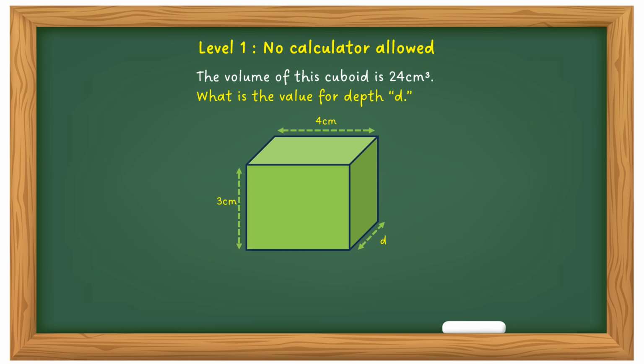Now let's look at this one here. The volume of this cuboid is 24 centimeters cubed. What is the value of D? Again, this is an area where people get it wrong. With most maths questions, they will give you all the clues within the question on how to solve this puzzle. Now it's telling you the volume, it's giving you the length, it's giving you the height, but it's not giving you the width.